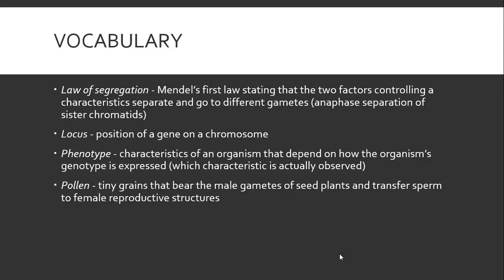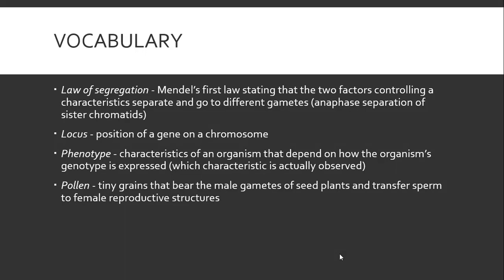The law of segregation is Mendel's first law, and it says the factors controlling a characteristic separate and go to different gametes. Remember that in anaphase, the sister chromatids pull to opposite ends of the cell as the cell is getting ready to divide. And so a different set of traits go to each end of that cell. A locus is a position of a gene on a chromosome, just a specific point on that particular chromosome.